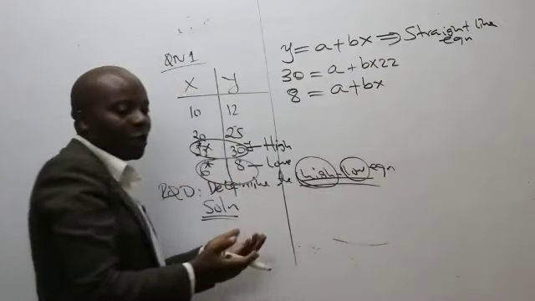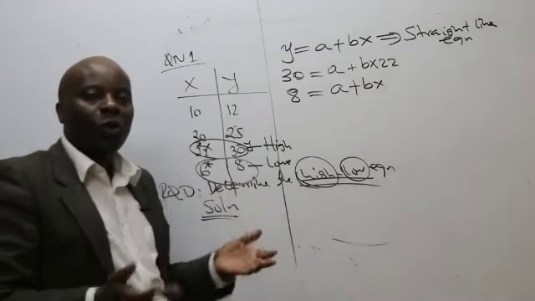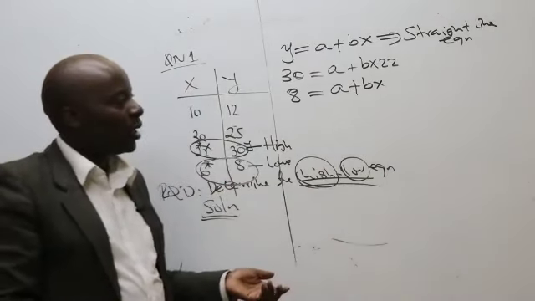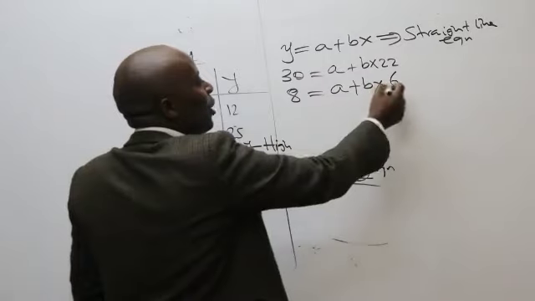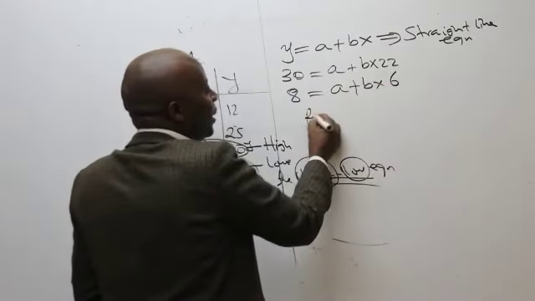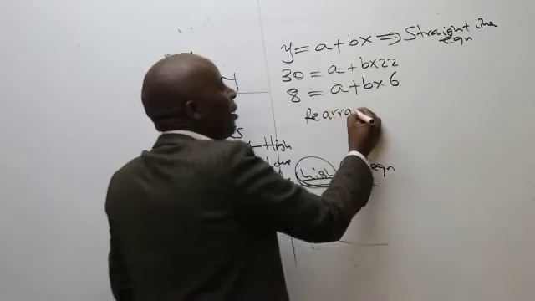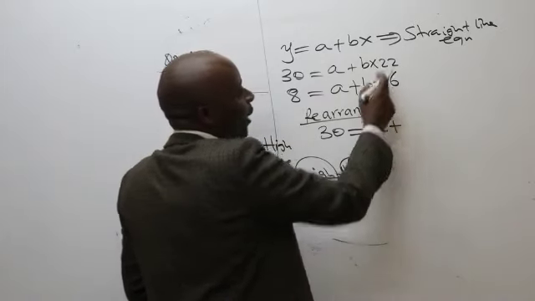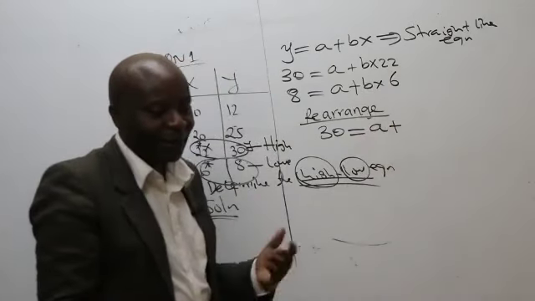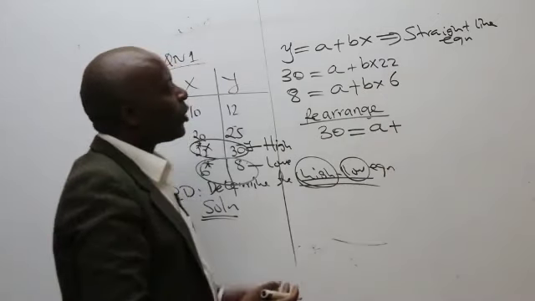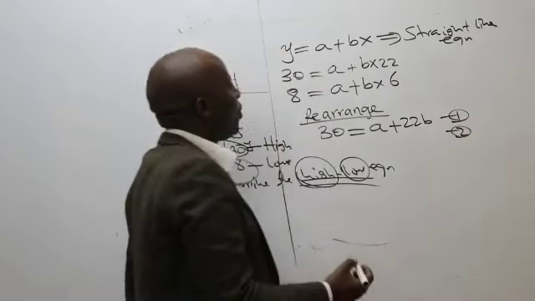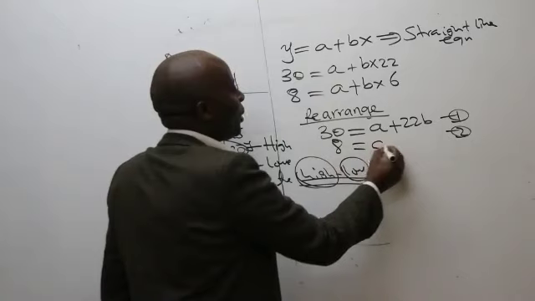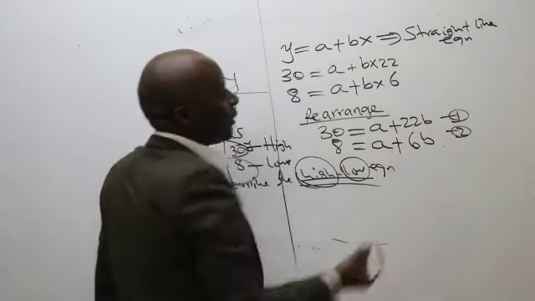Of course, at the beginning we do not know what values of A and B are in a straight line equation, A plus B times X. Fortunately, we know that X is 6. So if I rearrange this mathematically, I'll end up having 30 equals A. There's no way a number can come after a letter. This being mathematics, a number must be in front of a letter. So A plus 22B. This is equation number 1. Equation number 2, what do we have? We have 8 equals A plus 6B.